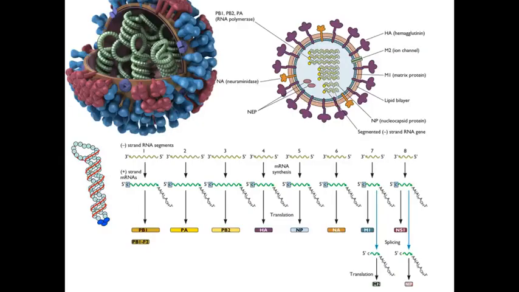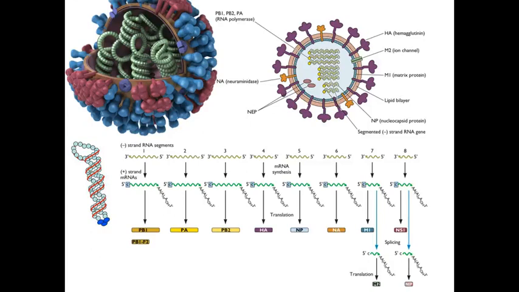So let's see how that works. So here's influenza virus. A nice cutaway here. You can see the individual ribonucleoprotein pieces. Each of these is a protein and RNA all coiled up. And the virion has 8 RNAs. You can see them here, 1 through 8. And each of them codes for 1 or 2 proteins.